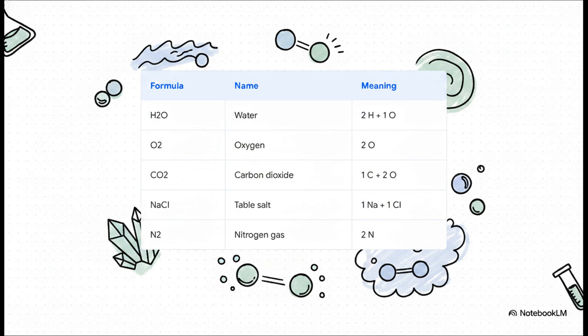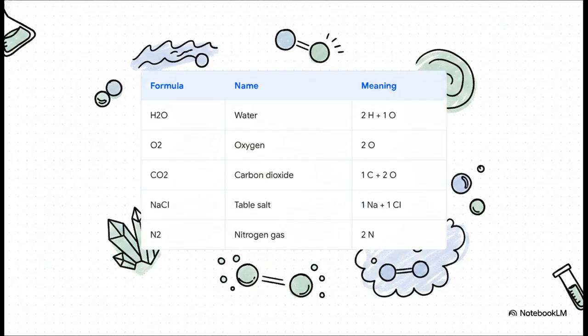But oxygen gas is just O2, simply 2 oxygen atoms bonded together. The same logic applies everywhere. CO2, carbon dioxide, is 1 carbon atom plus 2 oxygen atoms. And once you know this secret, you can read anything in a snap.